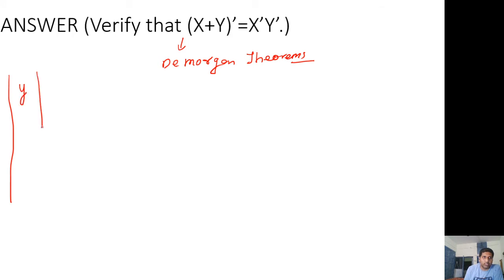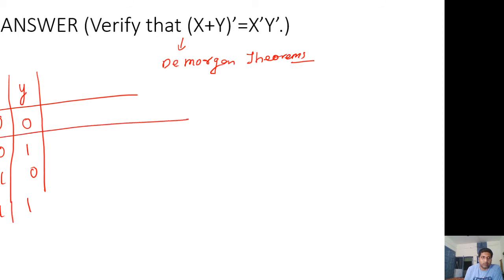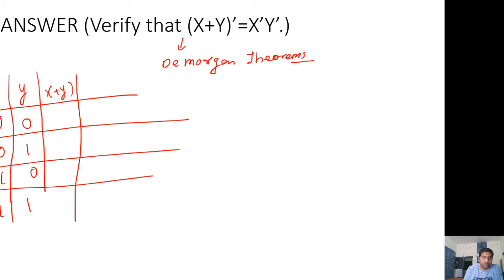We have to write down the two variables x and y and all possible combinations: 0 0, 0 1, 1 0, 1 1. Now here is x plus y. x plus y is equal to 0, 1, 1, 1. Now we have to give the input as (x plus y) bar, and this is 1, this is 0, this is 0, this is 0.